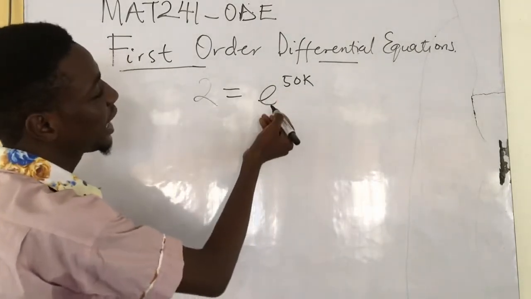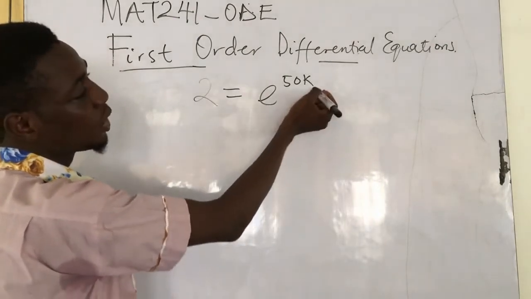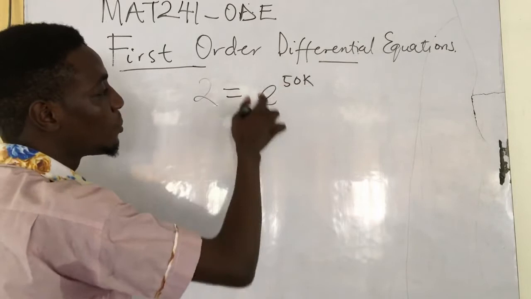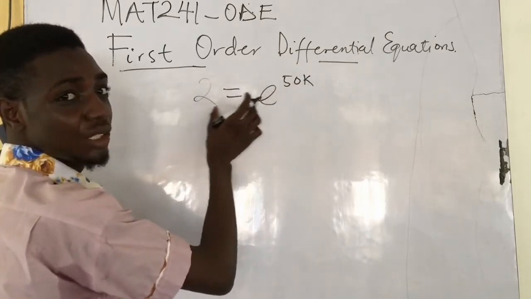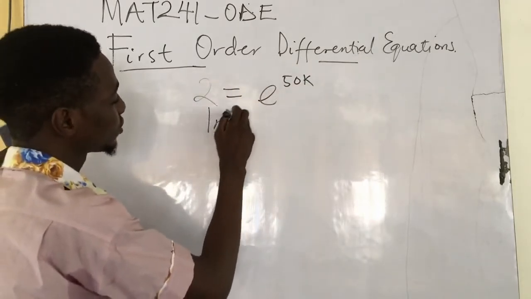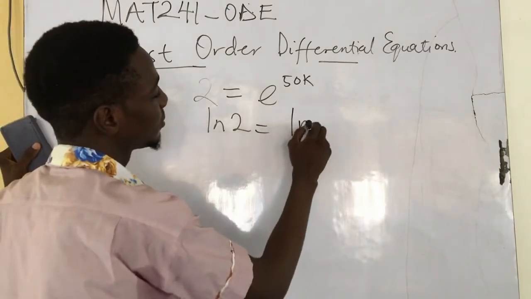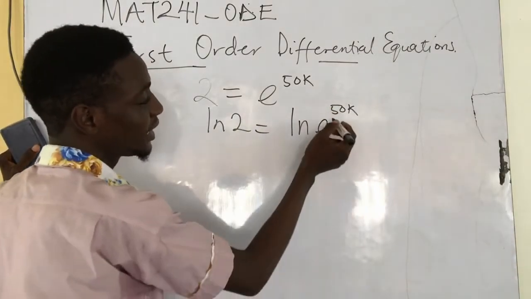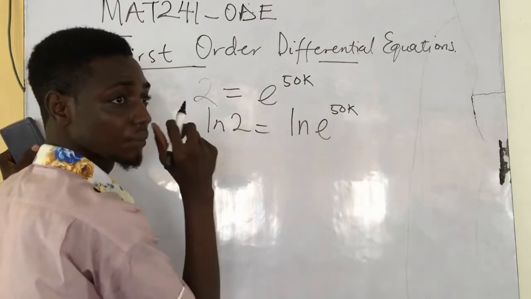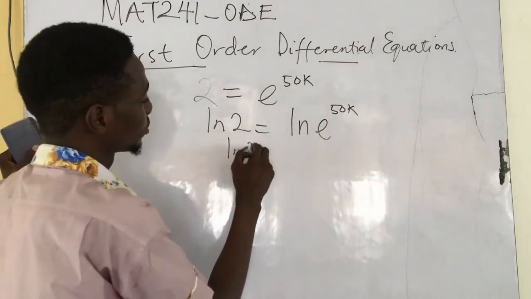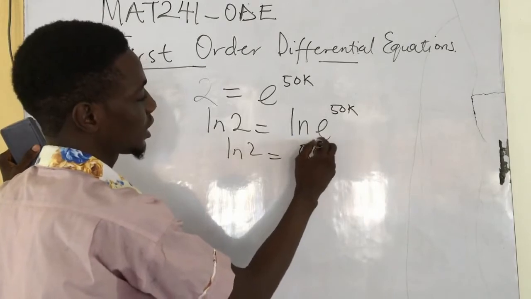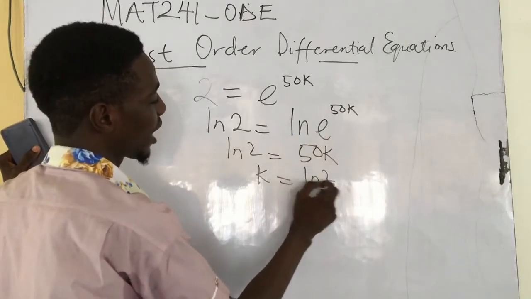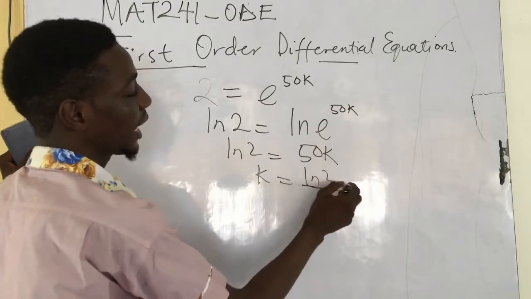So we take the natural logarithm of both sides, because we want to isolate k. We look for a way to bring k out of this whole mess here. So we take the natural logarithm of both sides. So ln 2 equals e raised to power 50k. Like I said, ln and e cancel each other. So we have ln 2 being equal to 50k, and k being equal to ln 2 over 50. So k is ln 2 over 50.